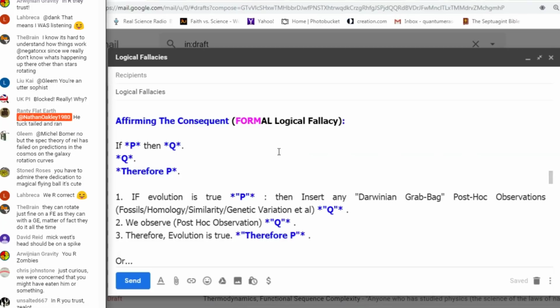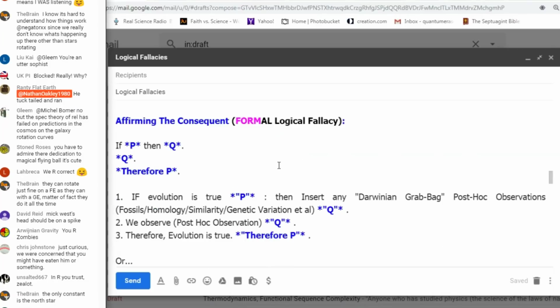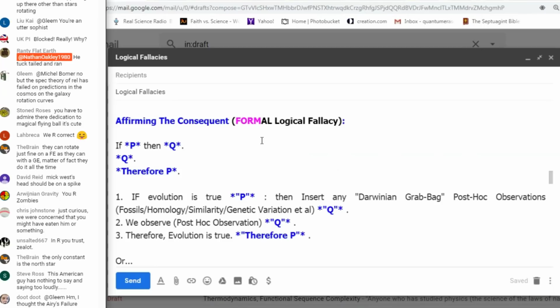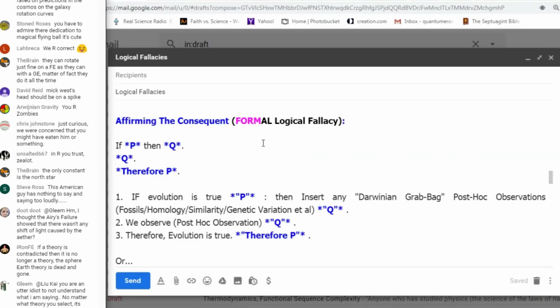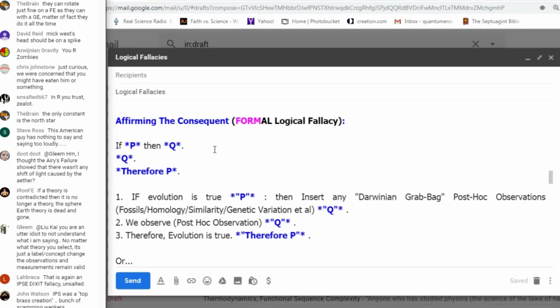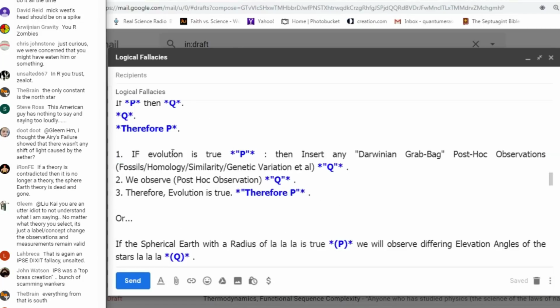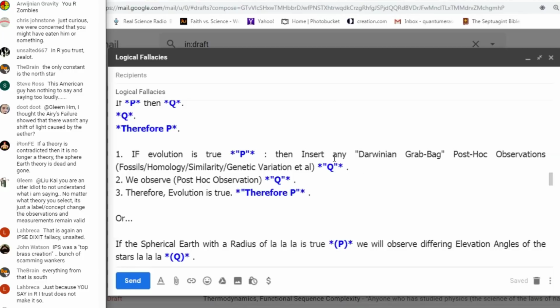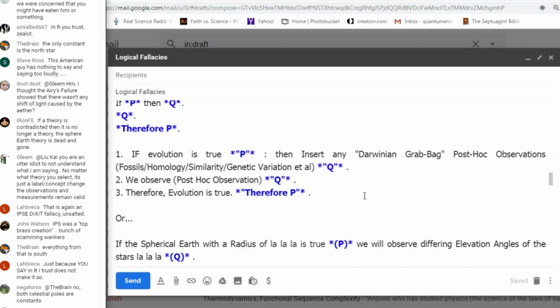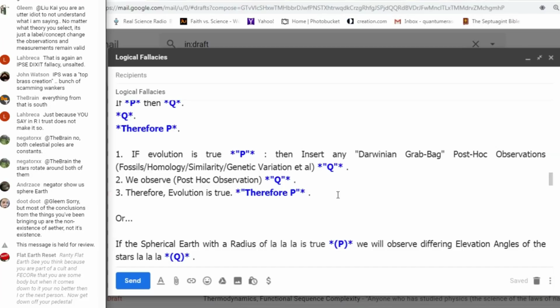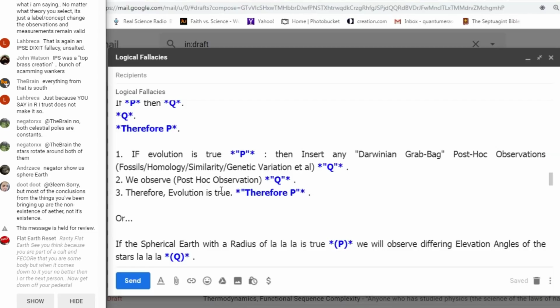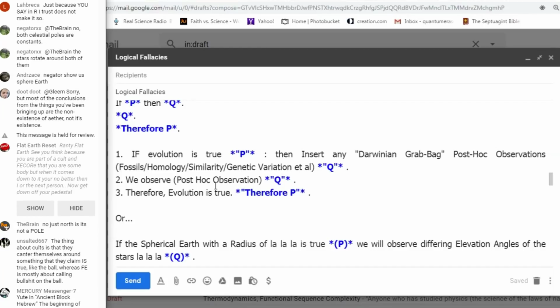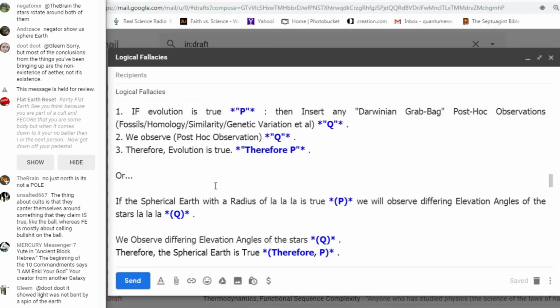All right, one of my favorites. This is the begging the question fallacy on steroids. And this is affirming the consequent, and I highlighted the formal logical fallacy because it's based on its form. So it's really simple. If P, then Q. Q, therefore P. So, number one, the first example: if evolution is true, P, then you can insert any Darwinian grab bag of post hoc observations, fossils, homology, similarity, genetic variations, etc., Q. We observe the post hoc observation, Q, therefore evolution is true, therefore P, right?